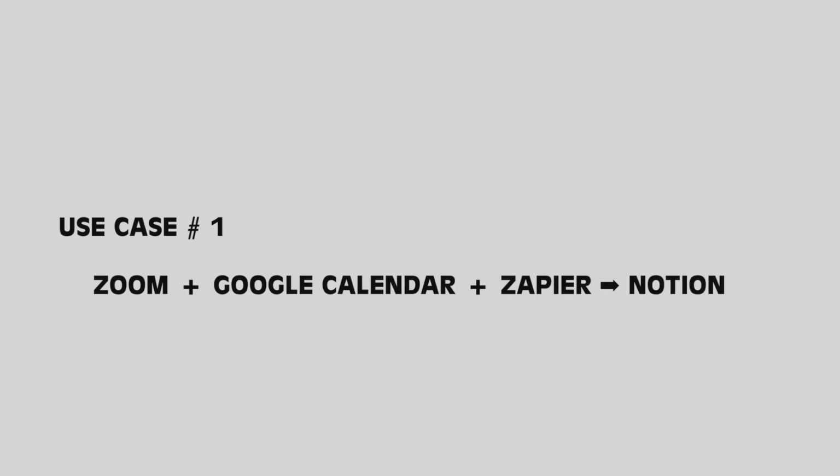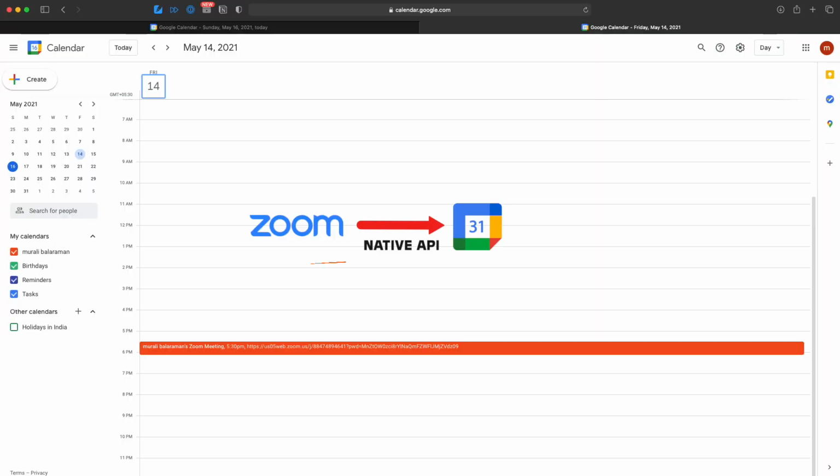Zoom plus Google Calendar and Zapier pushing it to Notion. One of the things that Notion cannot do is to integrate Zoom invites into Notion directly, up till now. Zoom allows you to push the information directly into Google Calendar by a native API. Using Zapier and the Notion API, you will be able to push that information into Notion.